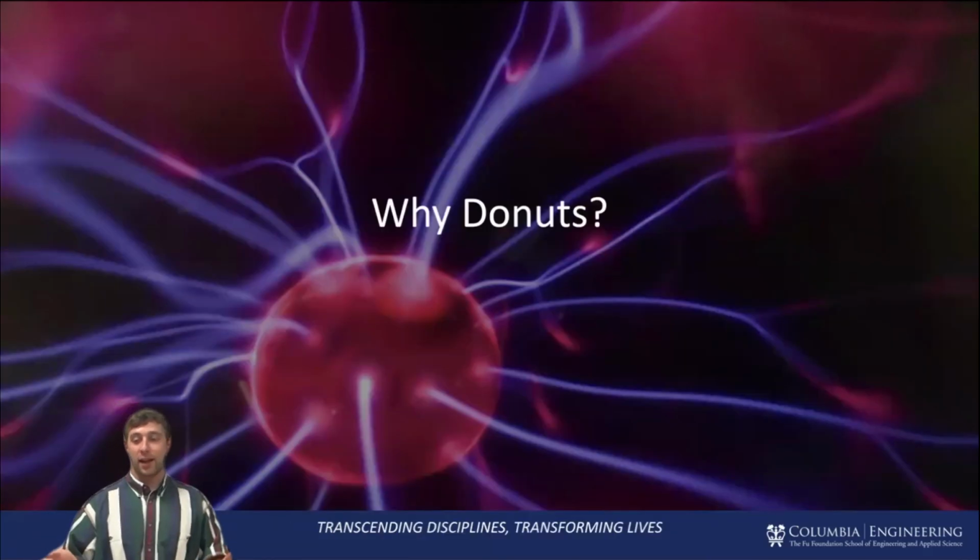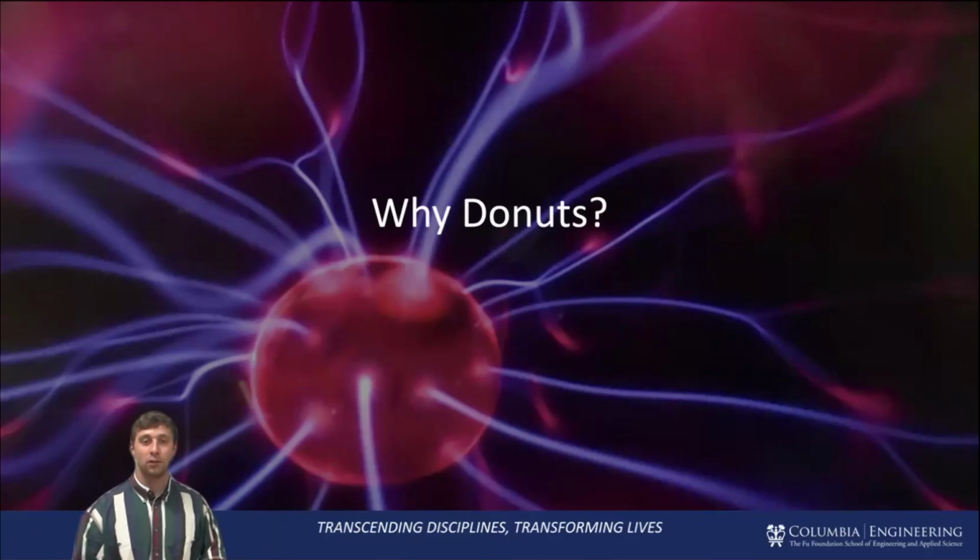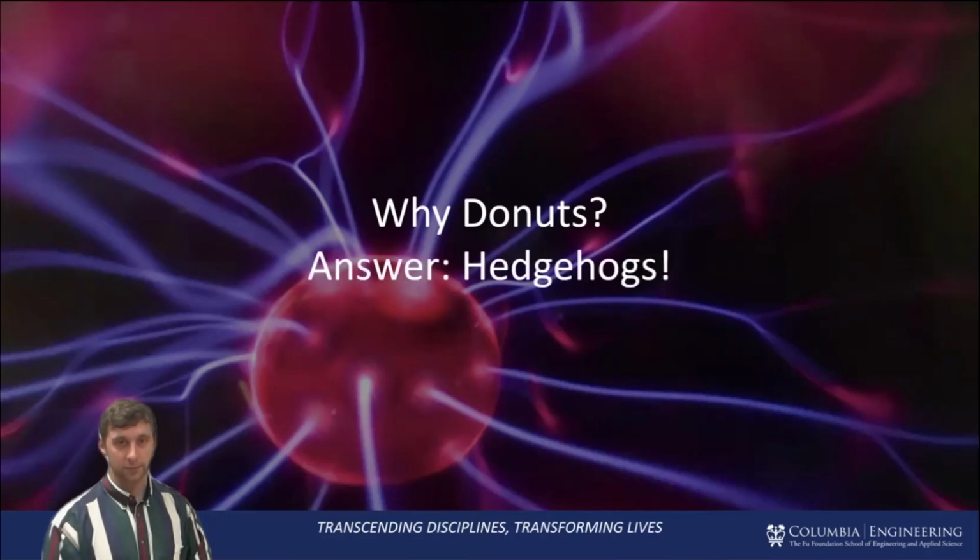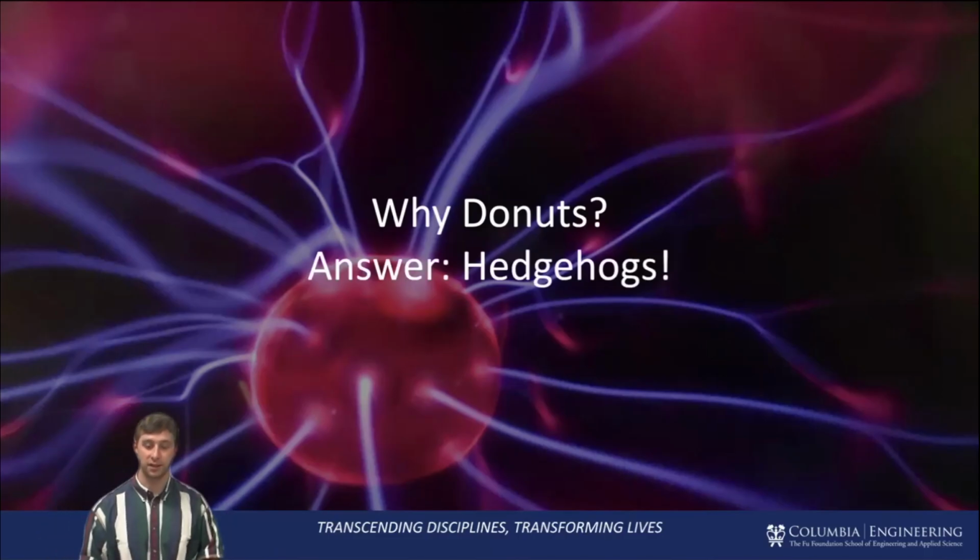So one question that you might have or might not have while thinking about these concepts, while learning about the different confinement methods that we've discussed, is why donuts? You might have noticed that the tokamak, the stellarator, the FRC, and even other concepts like the spheromak, in the case of General Fusion's approach, are all shaped like donuts. And why do we end up converging on this one topology for creating fusion devices? And the answer to that is hedgehogs, funnily enough.